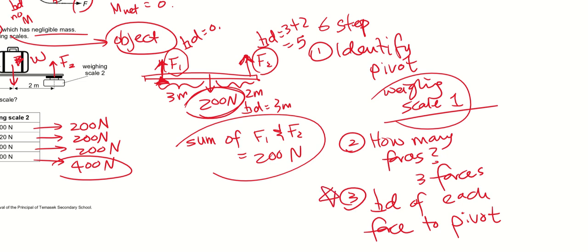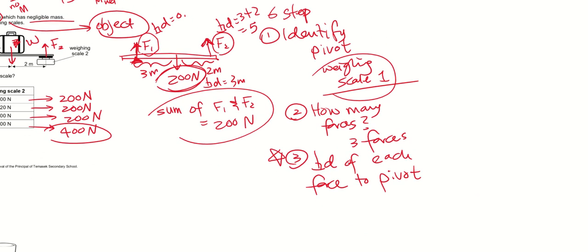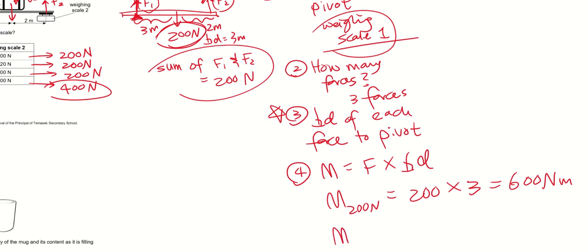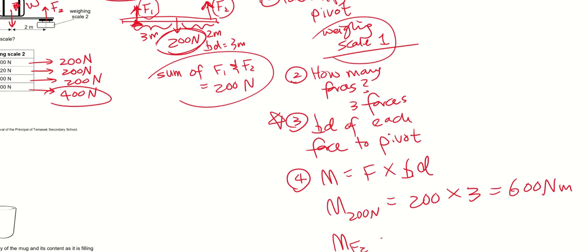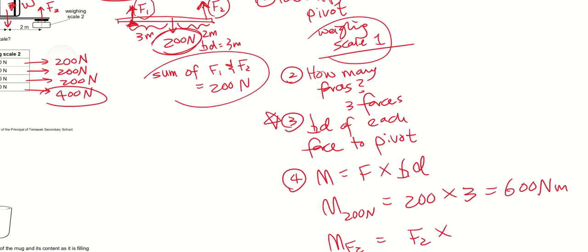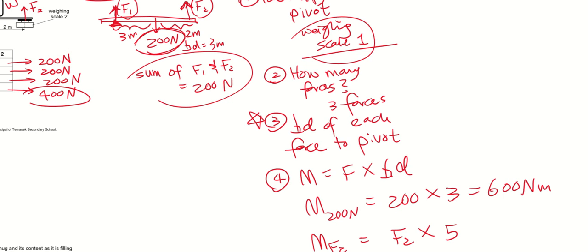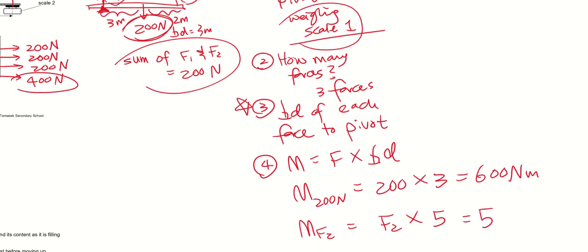So actually this step is the most difficult. You cannot make any mistakes in here. Step 4, calculate the moment, force times perpendicular distance. For the moment due to the 200 Newton, it is 200 multiplied by 3, so I get 600 Newton meter. For the moment due to F2, it is F2 multiplied by 5, because the pivot is at weighing scale 1 and the perpendicular distance is 3 plus 2, 5 meters. So I get 5 F2.